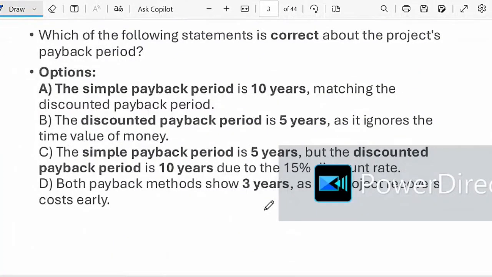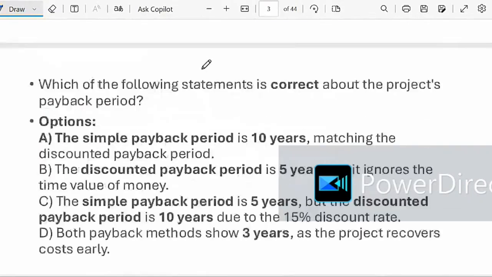So option A, the simple payback period is 10 years, matching the discounted payback period. Option B, the discounted payback period is 5 years and it ignores the time value of money. Option C, the simple payback period is 5 years, but the discounted payback period is 10 years due to the 15% discount rate. Option D, both payback methods show 3 years as the project recovers cost early.